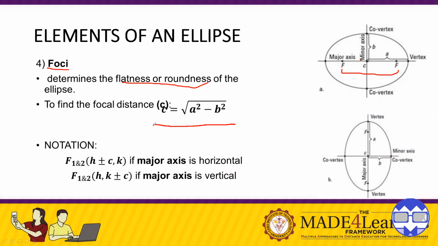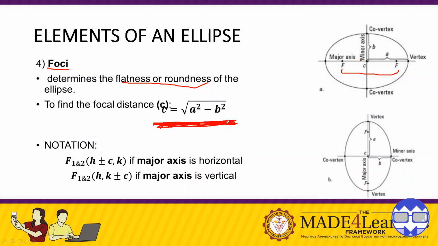So if you try to recall the focal distance of the parabola, it's P. So it's just P, then simply divide by 4. But for ellipse, it's kind of complicated, just a little complicated, but it's not really that complicated because this is a very familiar formula to you. In fact, you remember this formula from high school; it is an extraction or derivation of the Pythagorean theorem.